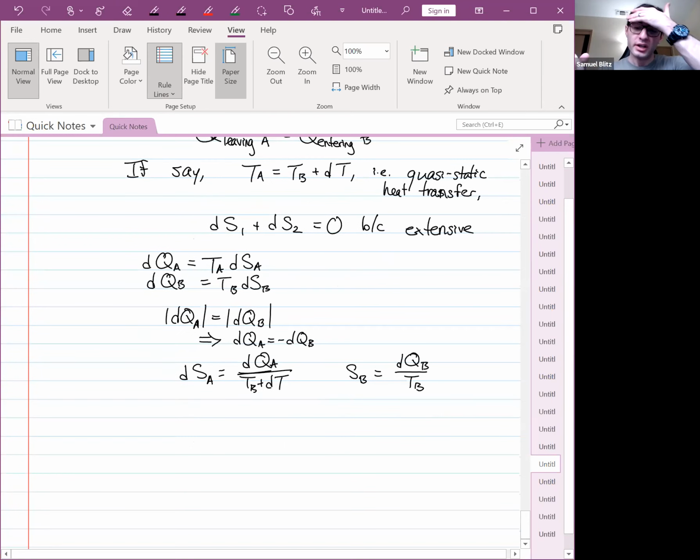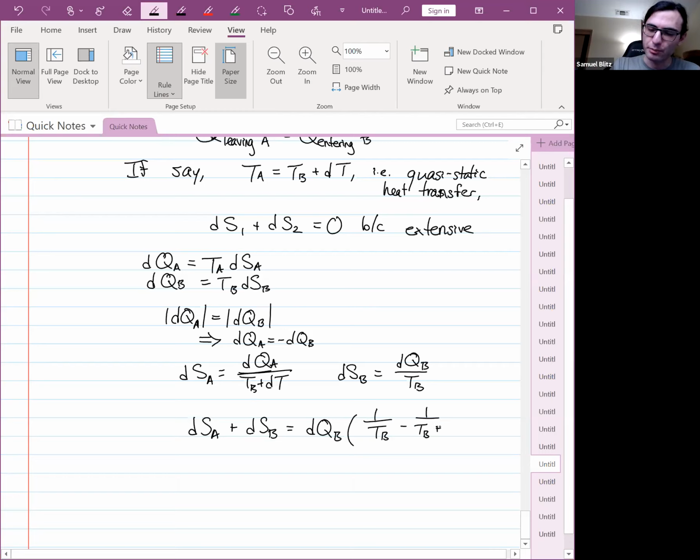Right, okay, so now, this should be dSB. So we have dSA plus dSB. This should be equal to, well, dQA is negative dQB. So this is equal to dQB times 1 over TB minus 1 over TB plus dT. Now this looks really terrible, but you can actually just write this out, and you'd find that this goes as dQB times dT.